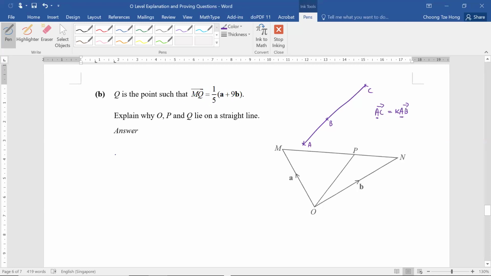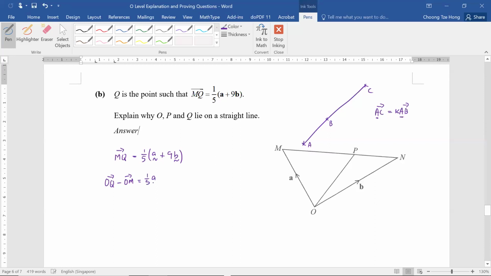So let's start with the equation given. MQ equals 1/5 A plus 9B. Since we want OQ, we need to bring OQ into the picture. One way to do that is to break up MQ into position vectors. So MQ can be expressed as OQ minus OM. We already know M is A, so we should not have much problem finding OQ already.